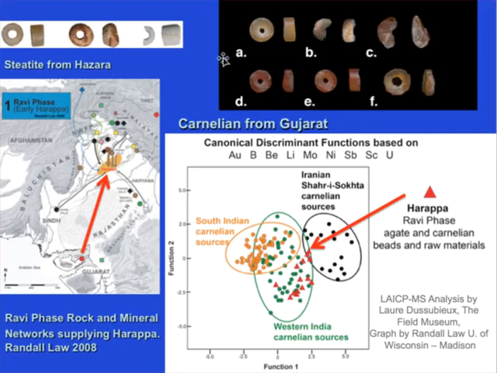The study of these materials has been done by Randall Law and now by me and Laura Dussubieux to study the patterning of where these objects come from. Randall Law determined that the steatite from Harappa during the early phase comes from northern Pakistan in the region of Hazara. And recently, our analysis of the carnelian from the Ravi phase at Harappa indicates that all of the carnelian comes from a source somewhere here in Gujarat. So that means that people from the Ravi phase were getting their carnelian from this region and manufacturing beads at Harappa and developing these trade networks to bring raw materials.